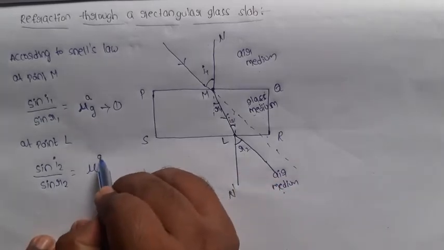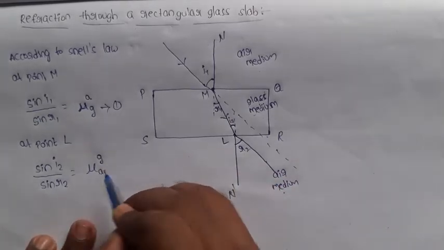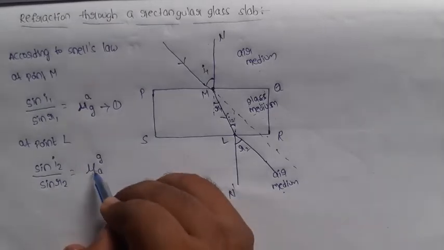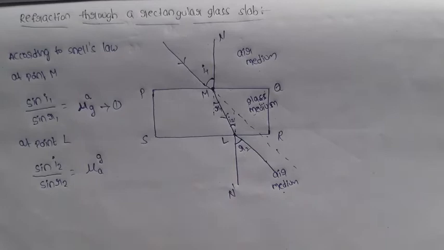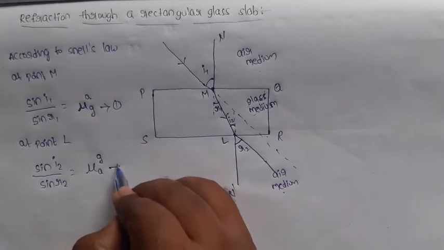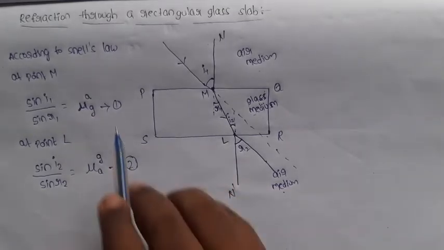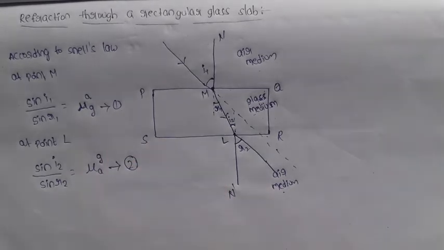Here, glass medium to air medium. Some textbooks write mu as n also. Mu or n, both indicate the refractive index. This is equation 2. Observe here equation 1, equation 2.